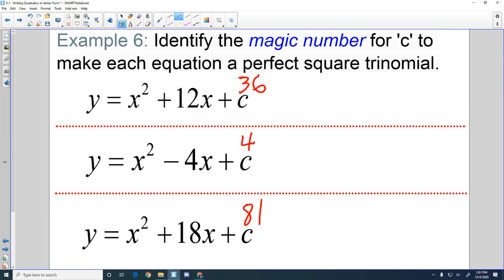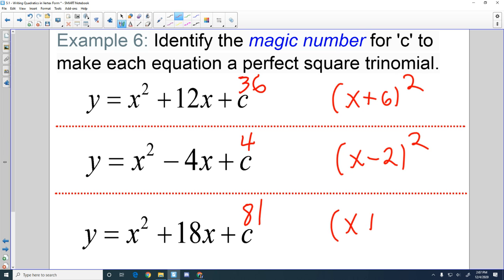So we've made each one a perfect square trinomial. So what would each of these be in vertex form? Just do that real quick. X plus 6 squared. What's the next one? X minus 2 squared. How about the last one? X plus 9 squared. Right. Look at that. We just wrote each of these from standard form to vertex form.